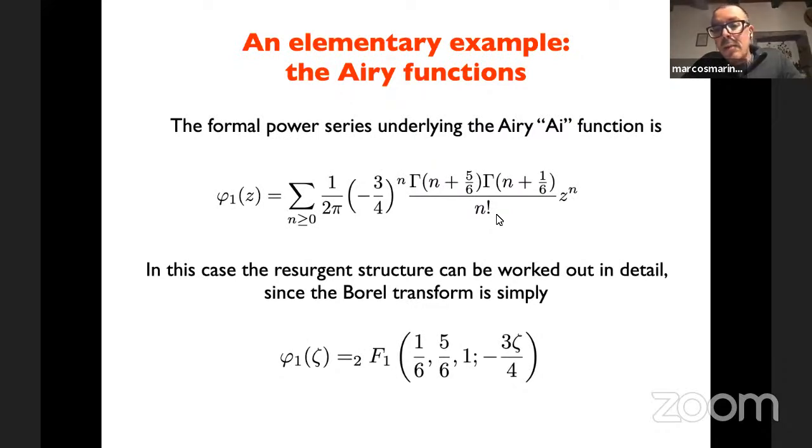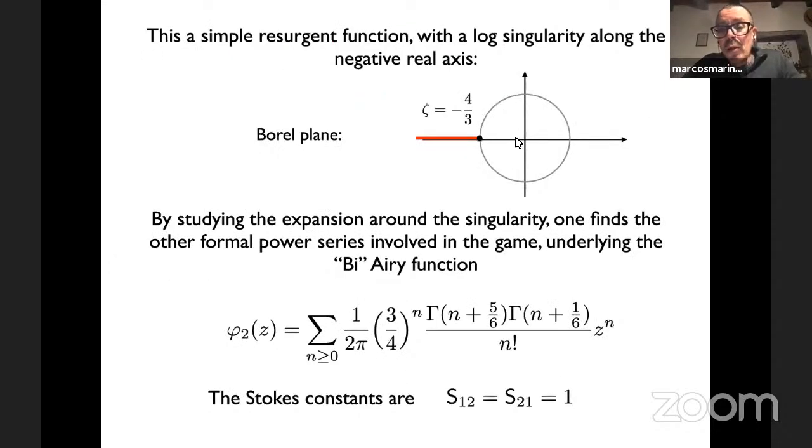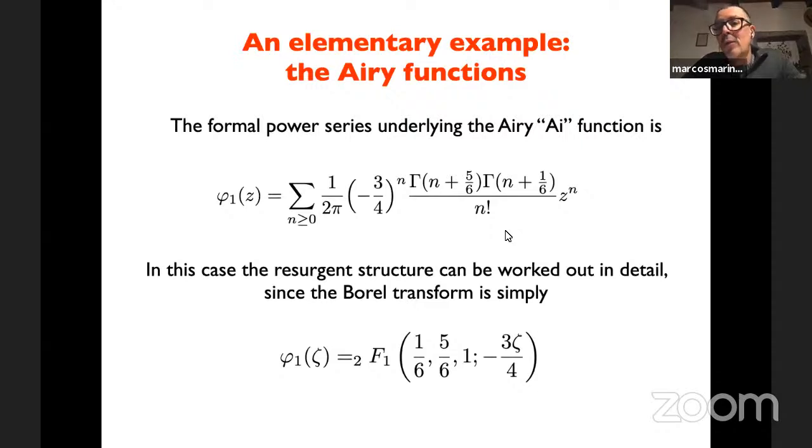And this is a very nice example because in this case, you can actually calculate the Borel transform very simply. It's easy to see that this is going to give you a hypergeometric function. So there should be a hat here, sorry. This is the Borel transform, so I have to divide by an additional n factorial. When you do that, you find a hypergeometric function, which indeed has a finite radius of convergence. So it's converging at the origin with a finite radius of convergence. And the only singularity that you find is a log singularity along the negative real axis. So this is exactly an example of what we would call a simple resurgent function. This power series here is a very simple example of a simple resurgent function.